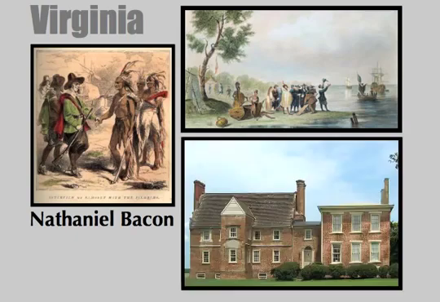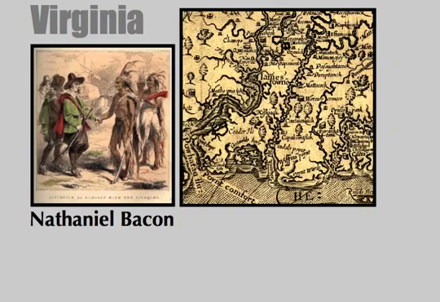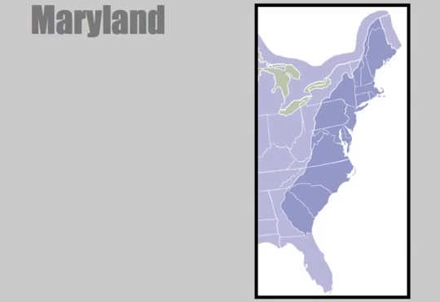But this is particularly important because it shows that conflict between Native Americans and colonists is not going to go away anytime soon. Now, that's true in Virginia. It's also true in other colonies as well. Let's go ahead and turn our attention to the colony of Maryland.